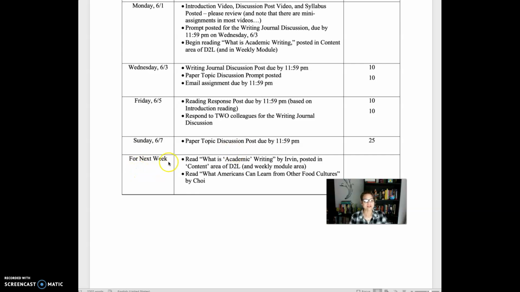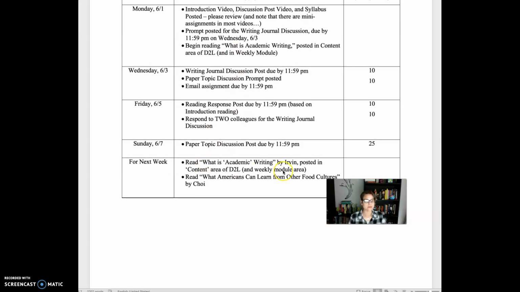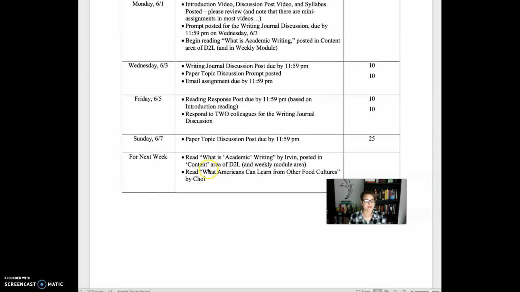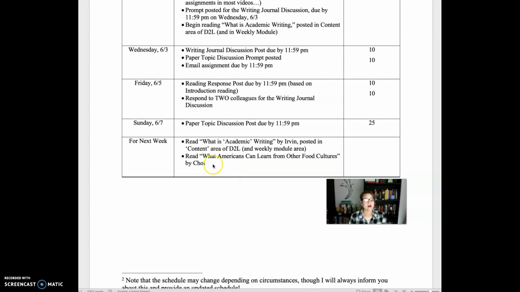And then I have a section for next week. So for next week, I want you to read what I told you about earlier, in the week, What Is Academic Writing? These are all things that are posted in the content area. And I also want you to read Choi's What Americans Can Learn from Other Food Cultures, okay? So every week we'll usually do one reading that's related to writing in general to get us thinking about writing in specific ways, and another that's related to a topic we'll get into. So that's generally our syllabus.